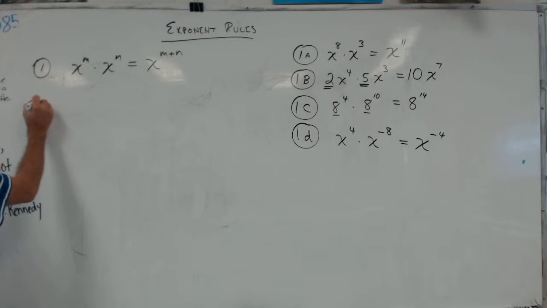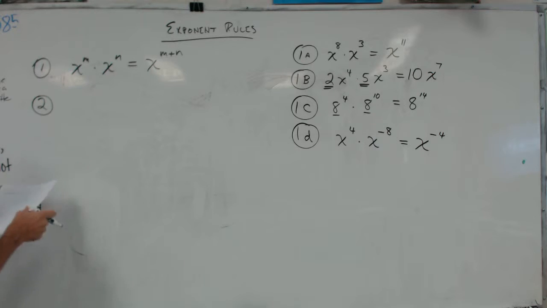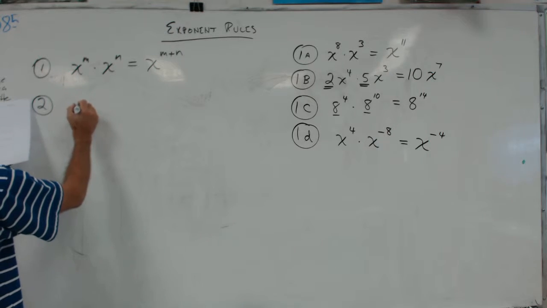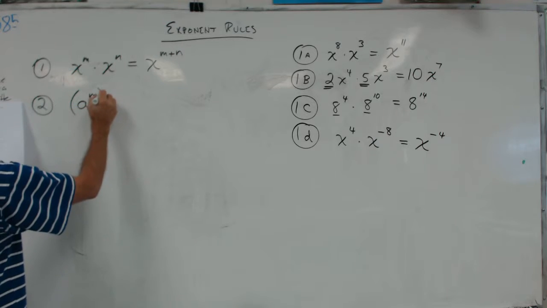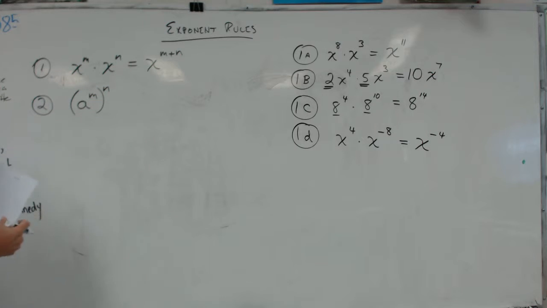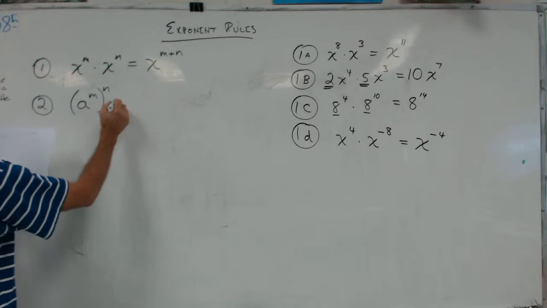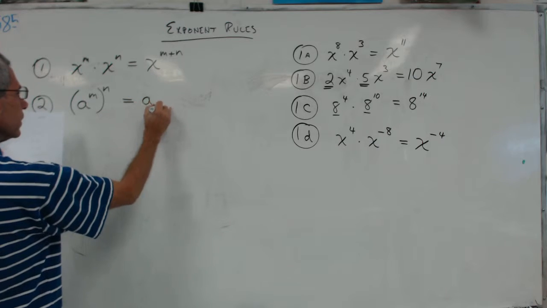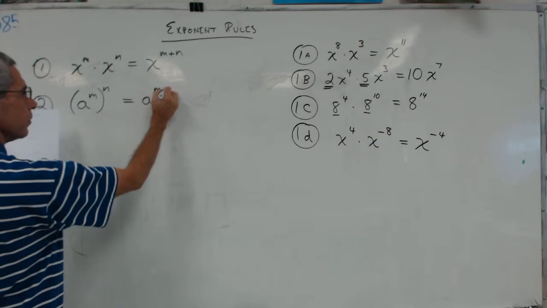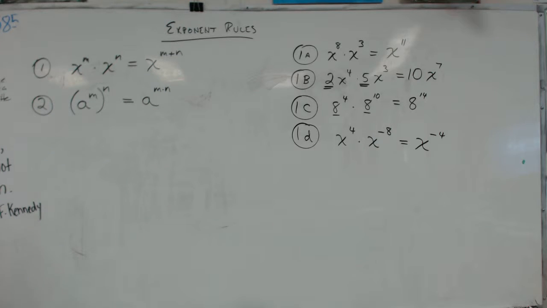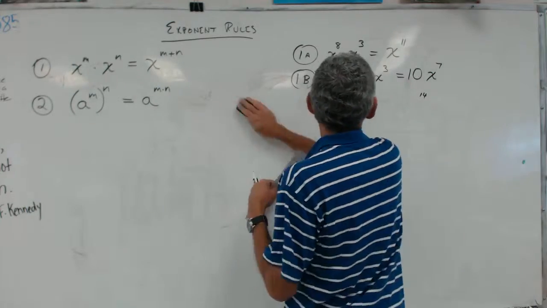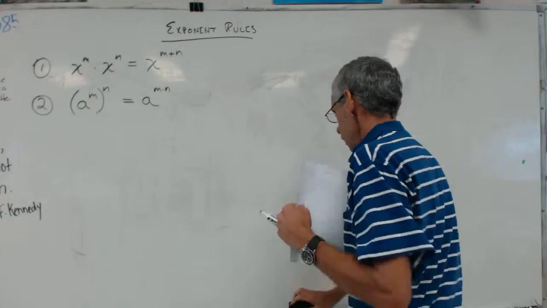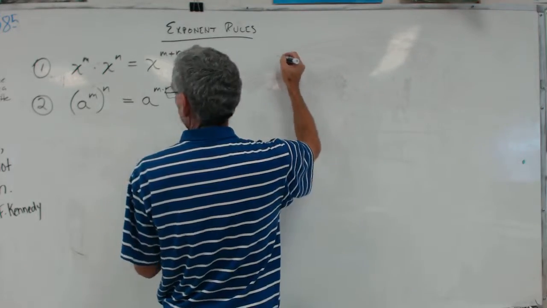The next rule is a shortcut, okay? The next rule is this: a to the m, in parentheses, to the n, equals a to the m times n. That's the second rule. Now, can I erase these examples here? So let's look at what that might mean. So now this is rule number two.